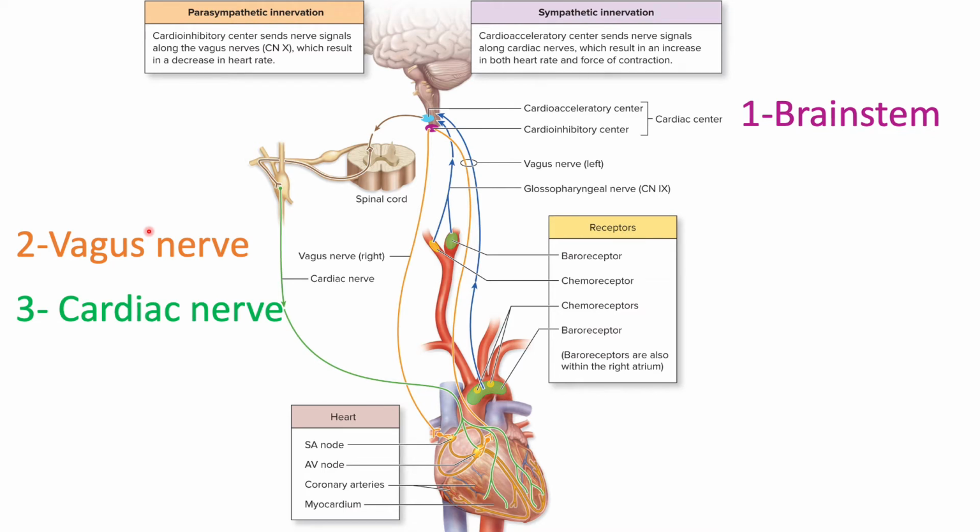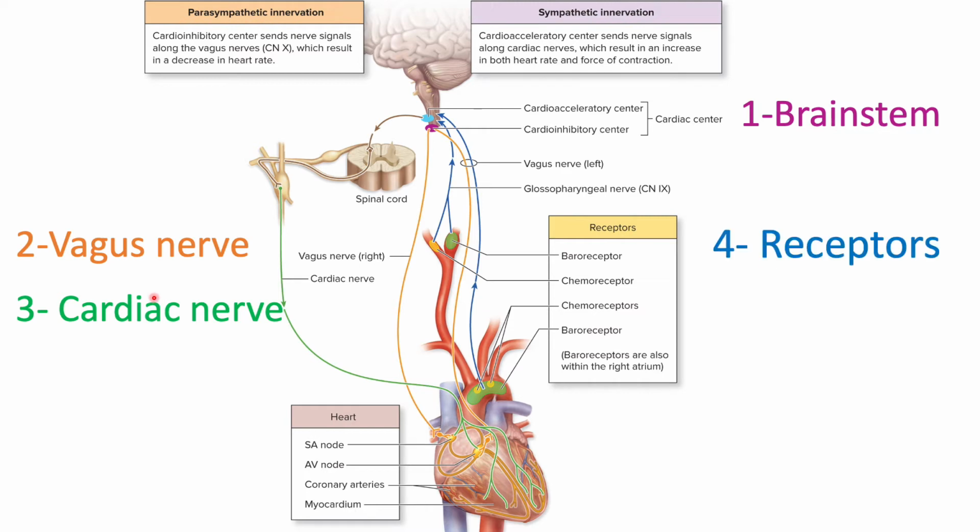Okay. Cardiac nerve is going to do the opposite here. Here we're going to be sending cardioacceleratory signals from that cardioacceleratory center in the brainstem to the heart. Okay? And in that manner, we can increase heart rate and increase the force of contraction. And we'll talk about how that increase in force of contraction is possible shortly.